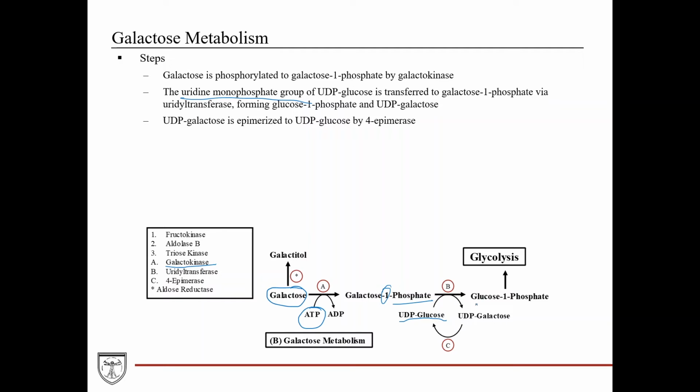And that forms glucose 1-phosphate. So you're essentially converting galactose 1-phosphate into glucose 1-phosphate. And in the process, that yields a UDP galactose. And this UDP galactose gets converted back to UDP glucose by the enzyme 4-epimerase.